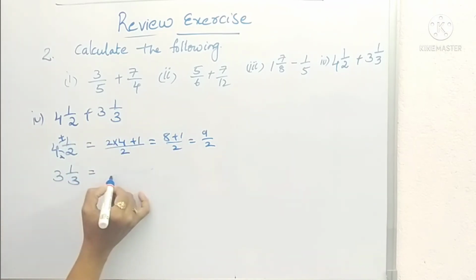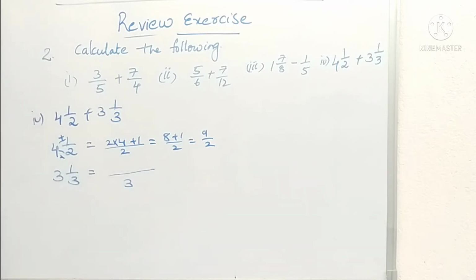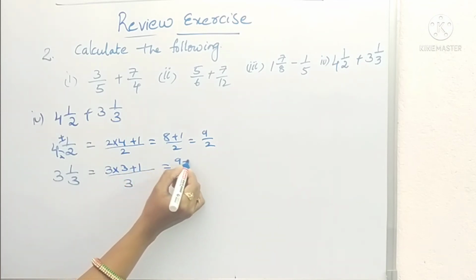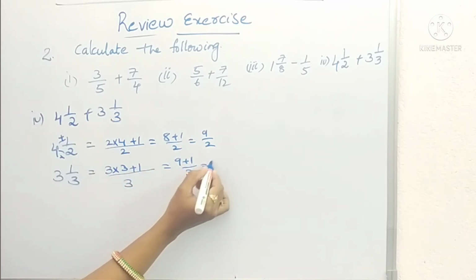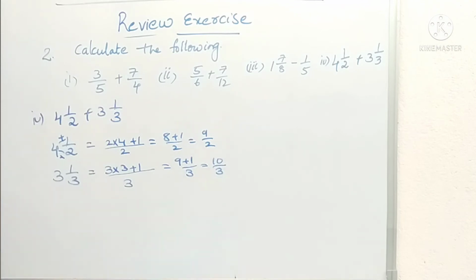Similarly here, the denominator is the same, 3. 3 into 3 plus 1. 3 3s are 9 plus 1 by 3, that is 10 by 3.